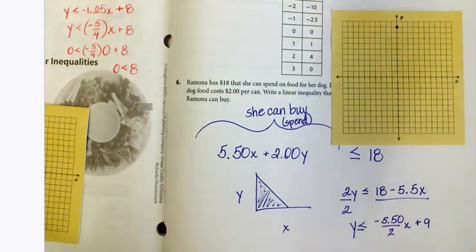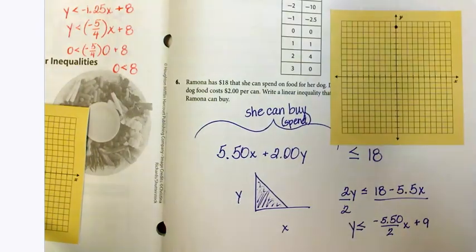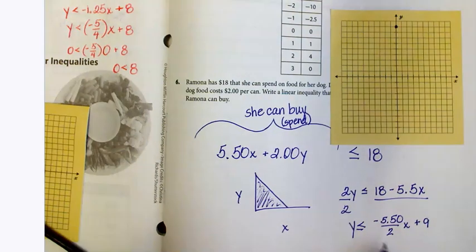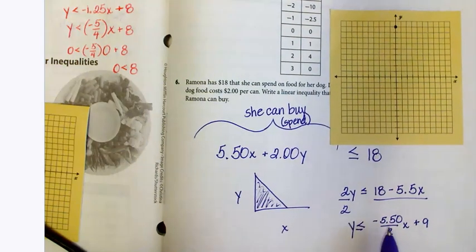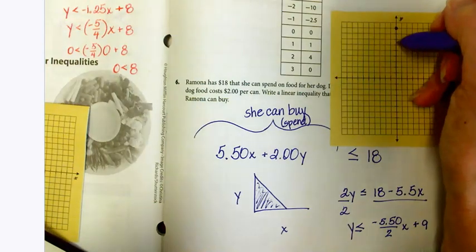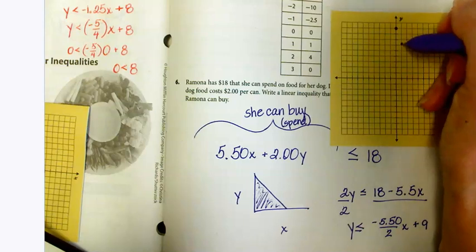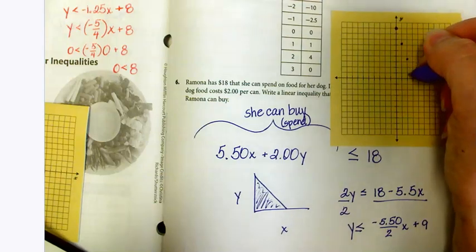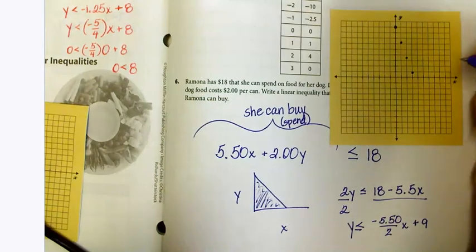Okay, so we'll graph this on our graphing calculator also, but we're going to graph it by hand first. I started with my y-intercept, which is at positive 9. My slope is negative 550 over 2. 550 divided by 2, last time I checked, was 2.75. So I'm going to go down 2.75 and over 1. Down 2.75 and over 1. Down 2.75 and over 1, that kind of thing. Okay.